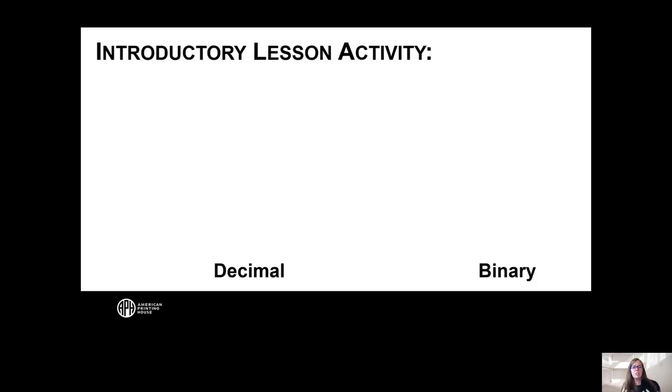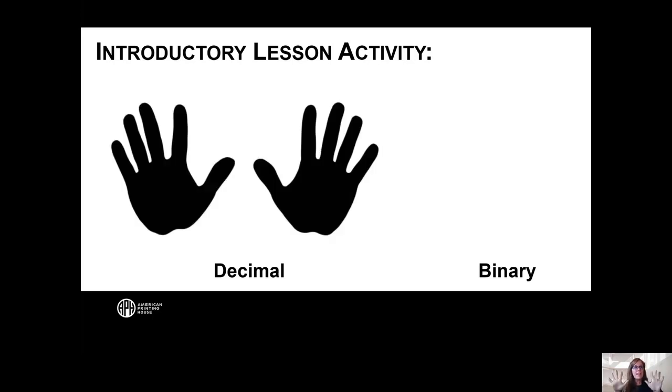But first, let's start with talking about decimal and binary and how do we look at that? That makes sense to us. Well, decimal we're used to using. We use the base 10, 1 through 9, and we have our lovely 0. But we have 10 fingers. 1, 2, 3, 4, 5, 6, 7, 8, 9, 10. So we can count our fingers. It makes sense to us.